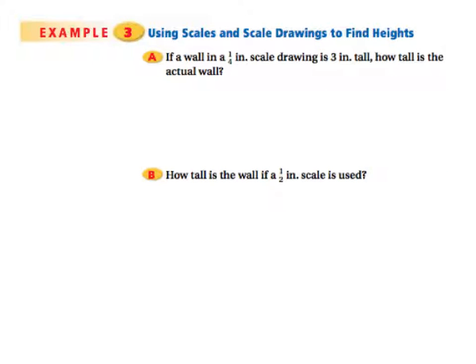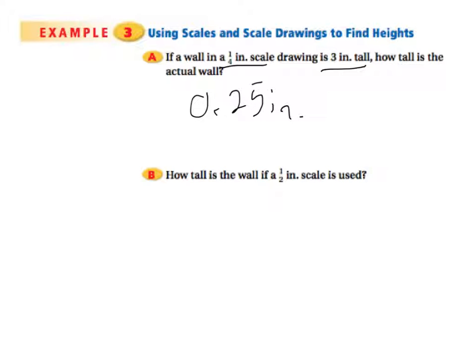Okay, last one. We're going to use scale drawings and scales to find heights. So example 3, letter A says, if a wall in a 1/4 inch scale drawing is 3 inches tall, how tall is the actual wall? Okay, so the scale drawing is 1/4 inch. Okay, and then in real life, the scale is 3 inches tall. So first, the scale is 0.25 inches.